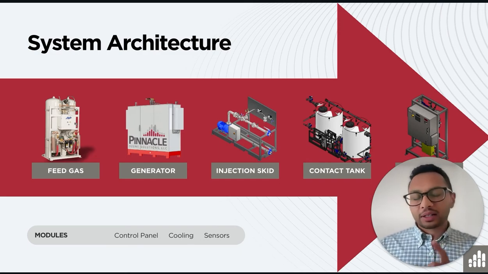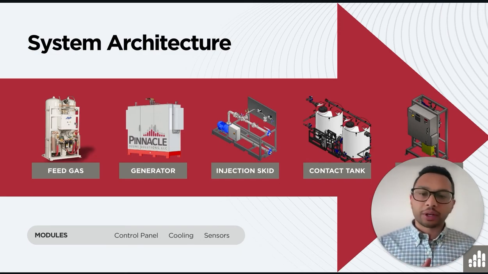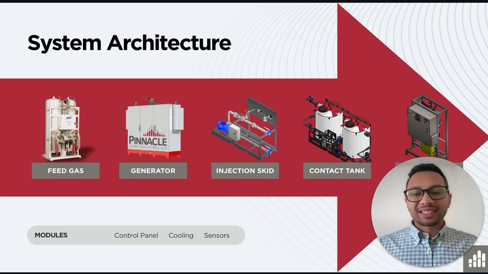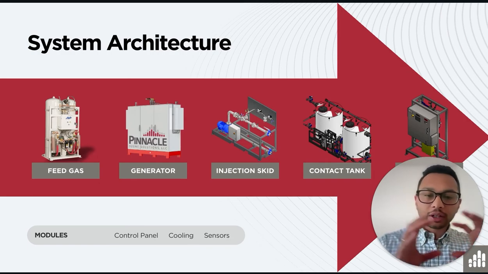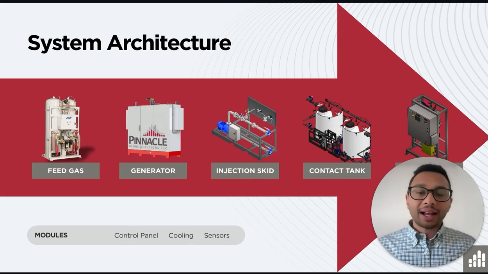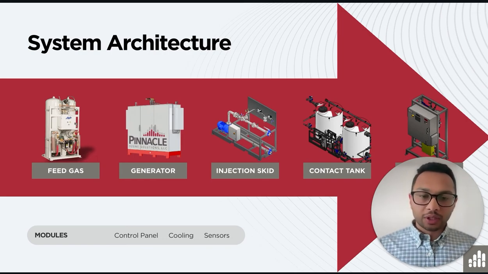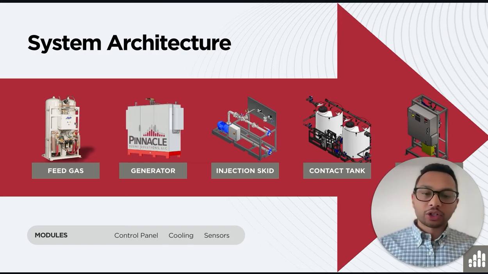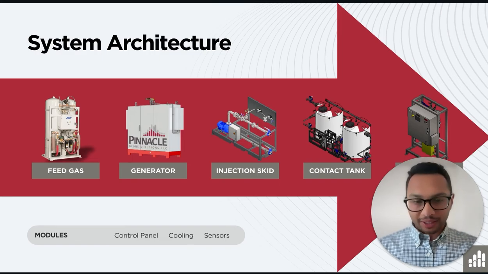Throughout the system, we rely on instrumentation and automation. Inline dissolved ozone meters are used to measure the ozone concentration in the water. The ORP sensor is used as a secondary sensor to look at the oxidation reduction potential in the water. A PID loop is used to control and maintain the dosage in the water based on the flow and the water quality. Safety interlocks and gas detectors are used to ensure that we stay below OSHA limits.